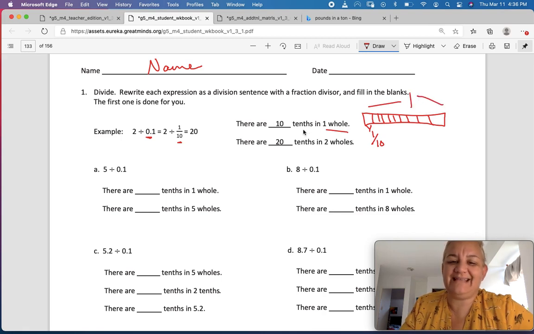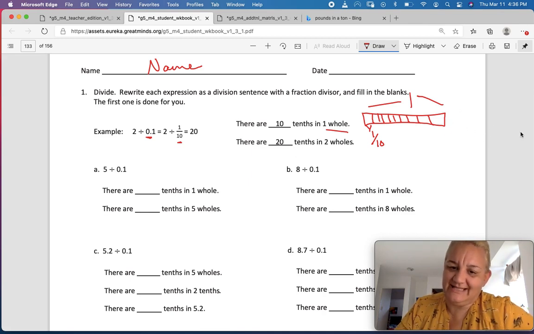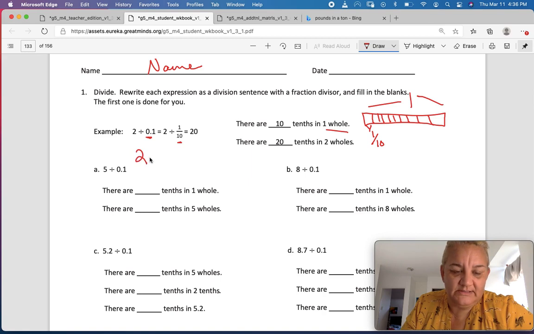There are 10 tenths in 1 whole. How many would there be in 2 wholes? Well, we would just extend our number line and add 10 more. There would be 20 tenths in 2 wholes, okay? So 2 wholes divided by 1/10 equals 20 tenths, okay? Makes sense? All right, let's go to the next one.